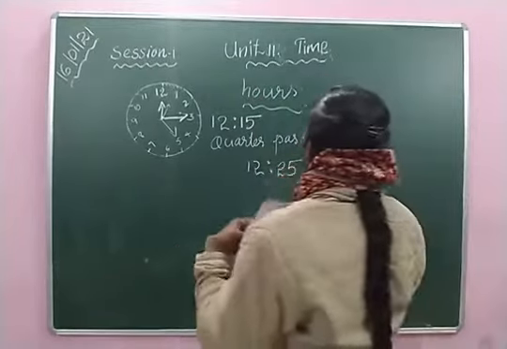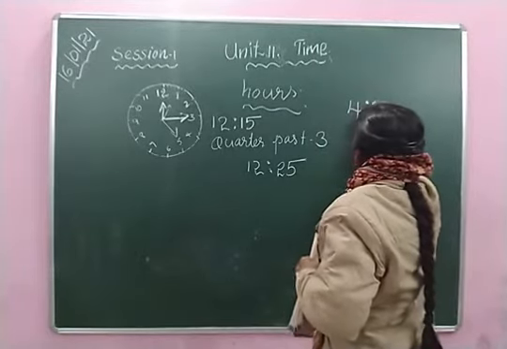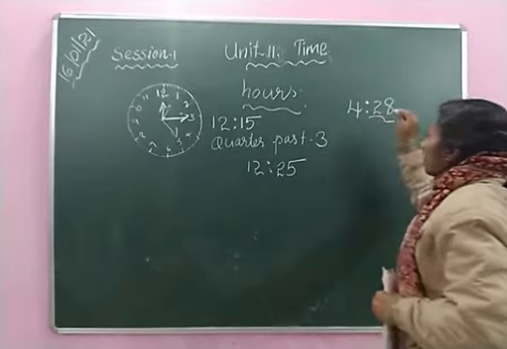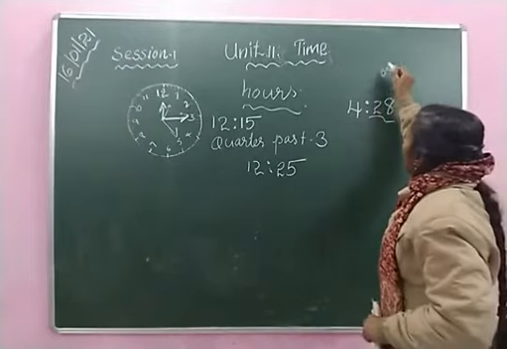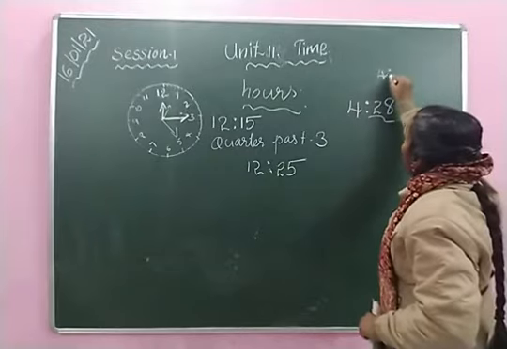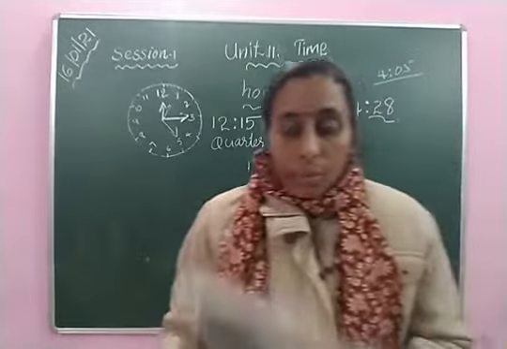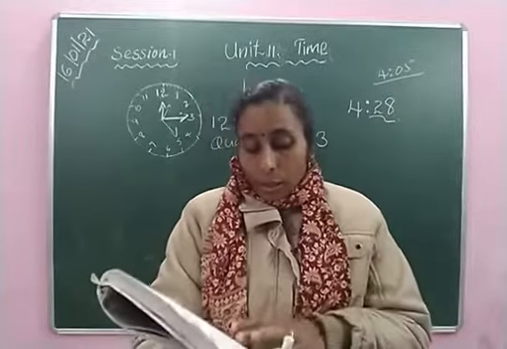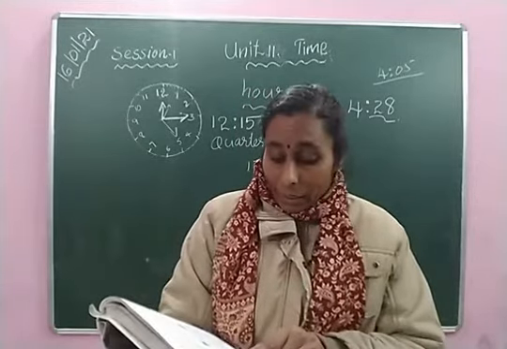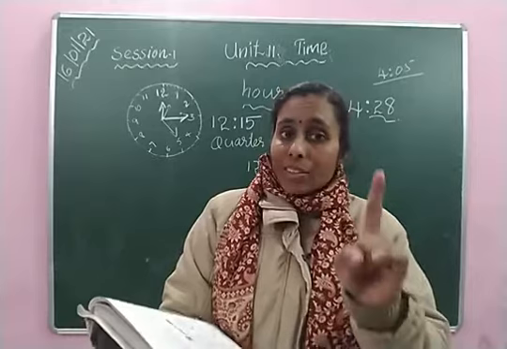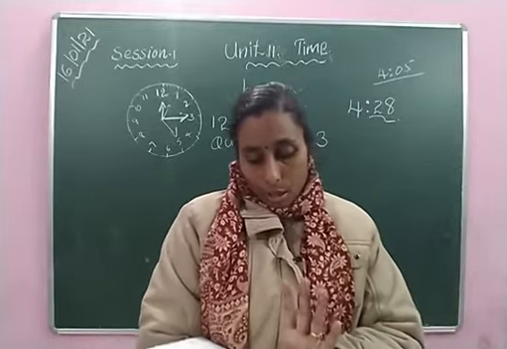How can you write 4:28? When we write the minutes, it is always in 2 digits. Suppose it is only 5 minutes, we have to write 4:05. We should place 0 before a single digit number. Here 4:28. How did you get 28? 5 fives are 25. Again 3 lines are there, and each line is considered 1 minute. 26, 27 and 28.